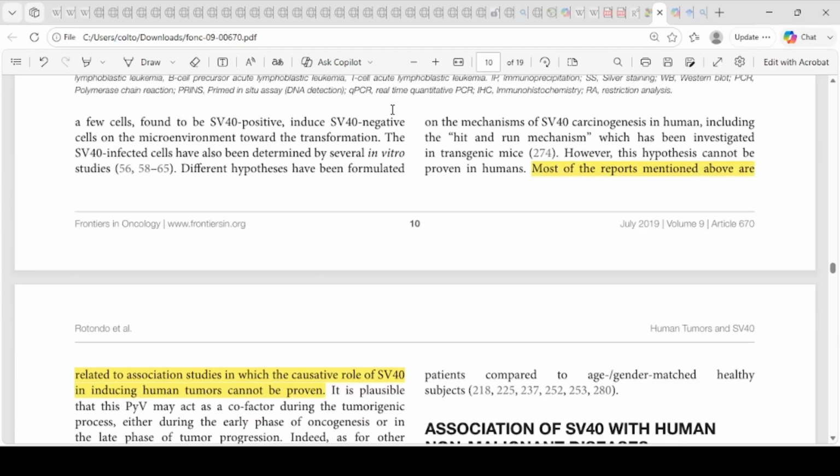Okay, so again, they listed a lot of different studies in that table. And they say most of the reports mentioned in that table are related to association studies in which the causative role of simian virus 40 in inducing human tumors cannot be proven. So in other words, it's not like they were experimentally injecting the virus and then seeing if it causes cancer, because that's obviously unethical. It's association studies. They're looking to see, are the two related? Which, of course, you can't infer causation. You can't say from that the virus is causing the cancer, just that the two are correlated. But when you combine it with the animal studies, the cell culture studies, and the mechanistic information, it seems likely that it's contributing to cancer.